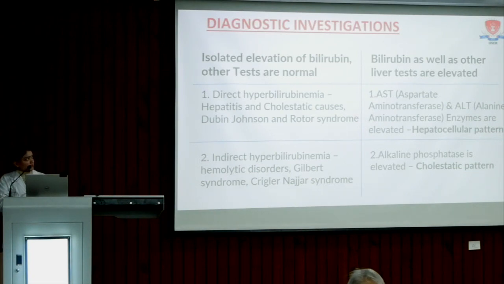Whereas in the second scenario, if bilirubin as well as the other liver tests are elevated, and there is an increase in AST, aspartate aminotransferase, and ALT, which stands for alanine aminotransferase, it would indicate a hepatocellular pattern. Whereas if there is a rise in AST and ALT, but the rise in alkaline phosphatase is significant, it would indicate a cholestatic pattern of injury.